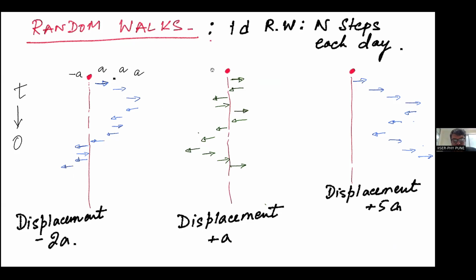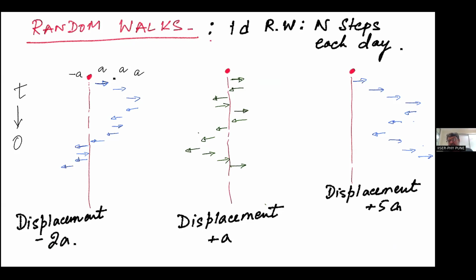Now on day 2, he starts again from the bar and again starts, let's suppose, with one step to the right, but then the second step is to the left, and then again to the left, and then again right, and so on and so forth. And suppose after a certain number of steps, he reaches here, 1, 2, 3, 4, 5, 6, 7, 8, 9, 10, 11, 12. Again, there are 12 steps, and he has a displacement of plus a.